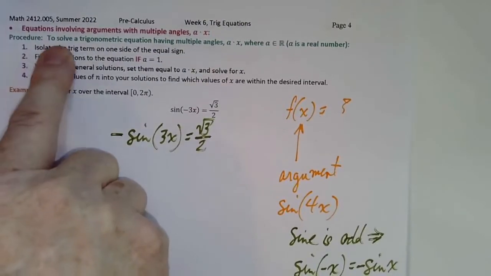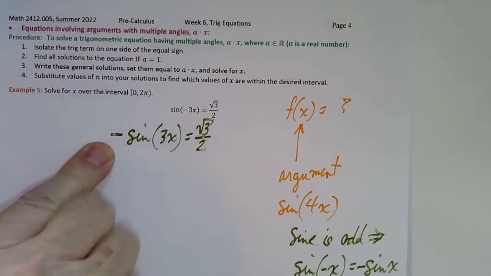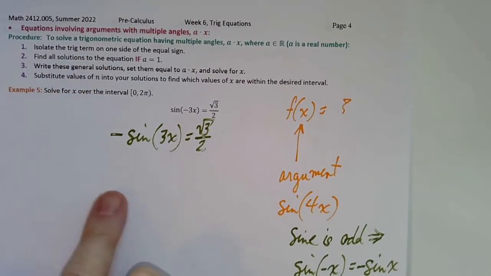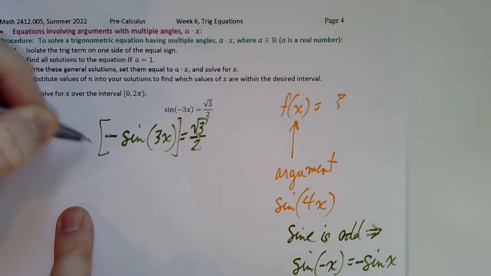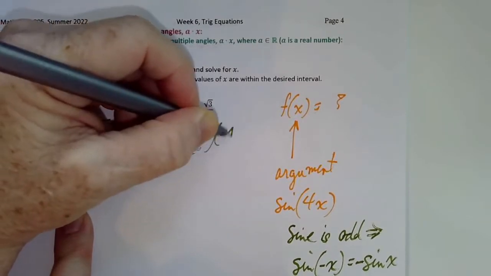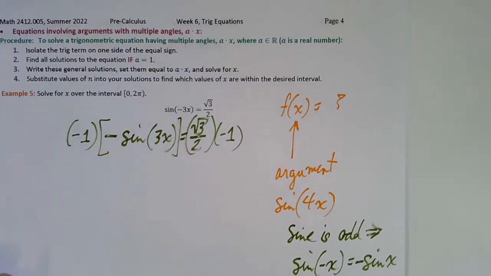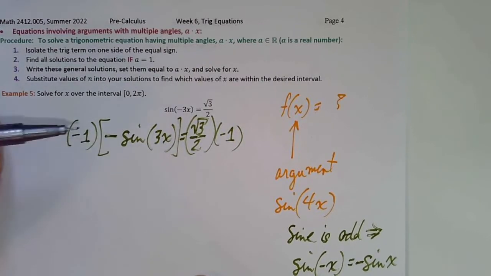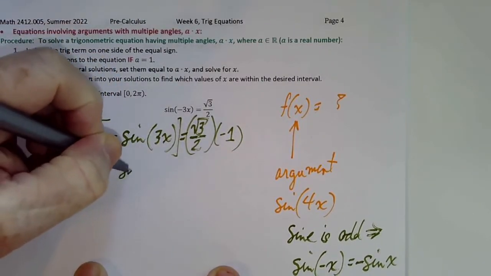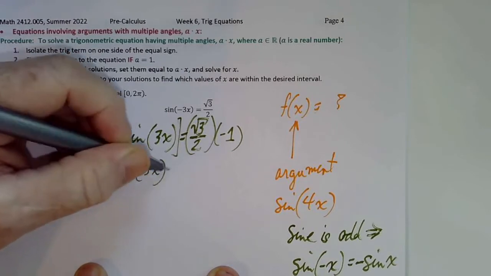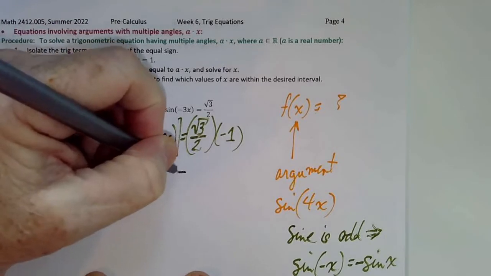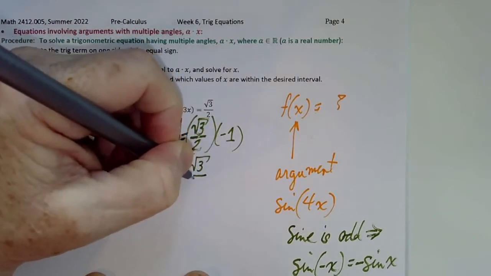But I have to get the trig term by itself, not negative the trig term, but the trig term. So I want to multiply both sides by negative 1 so that I have a positive sign on the left. So negative 1 times negative sine 3x is positive sine 3x. Square root of 3 over 2 times negative 1 is negative square root of 3 over 2.